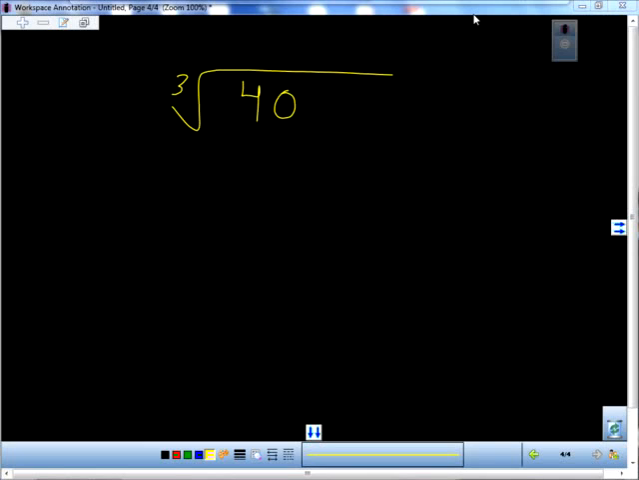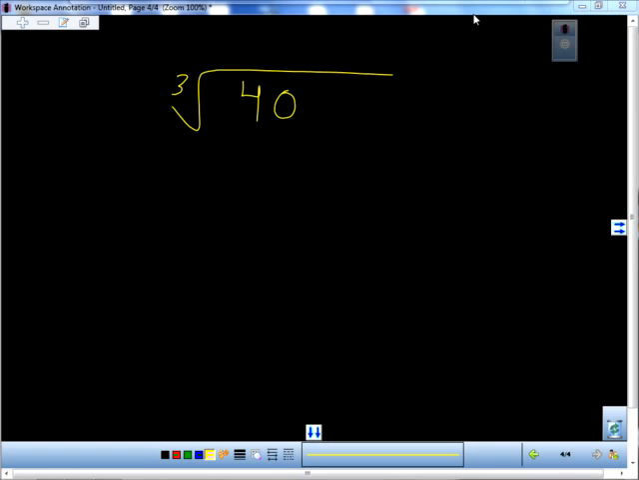Alright, so today we're doing radicals again. First thing I want to talk about is how to simplify something like the cube root of 40. Do we know how to do that? Kind of. Is there any number out there we could take times itself 3 times to get to 40 without using decimals?